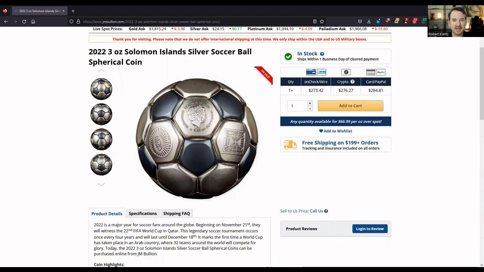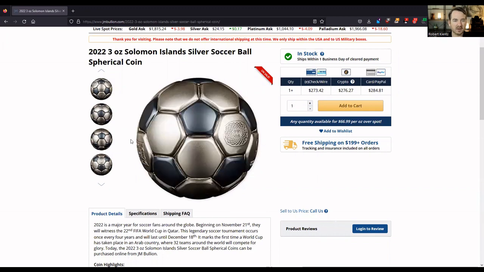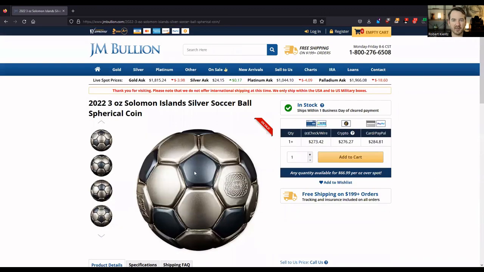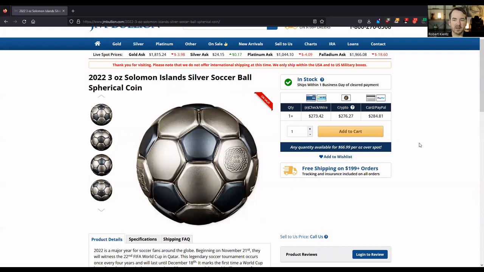Of course, you have the Queen's picture here. You have the symbology of the World Cup. And it's 3 troy ounces of pure silver, and it's just an absolutely gorgeous piece. And definitely I'll be adding one of these to my collection. I love stuff like this that is a precious metal, but also symbolizes something very important to me. So if you're following the World Cup and you're interested, I highly recommend going to JM Bullion and taking a look at that soccer ball, which is really, really cool.